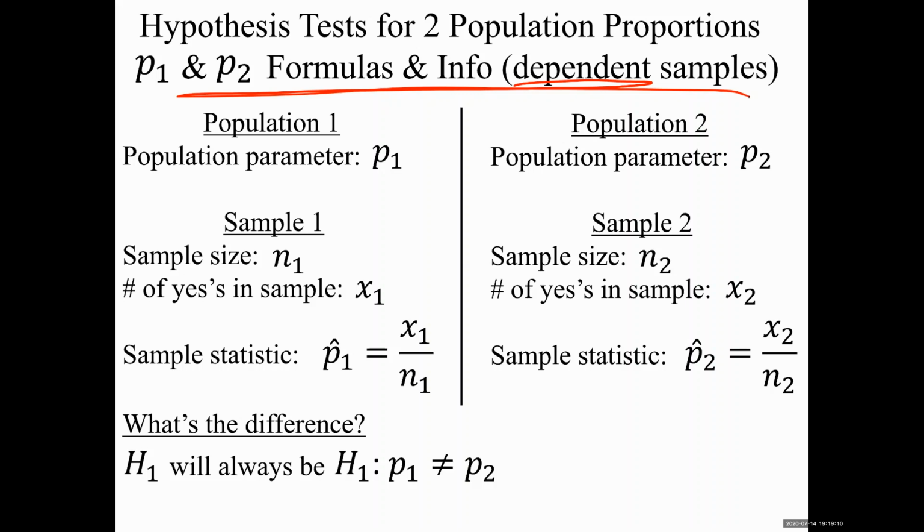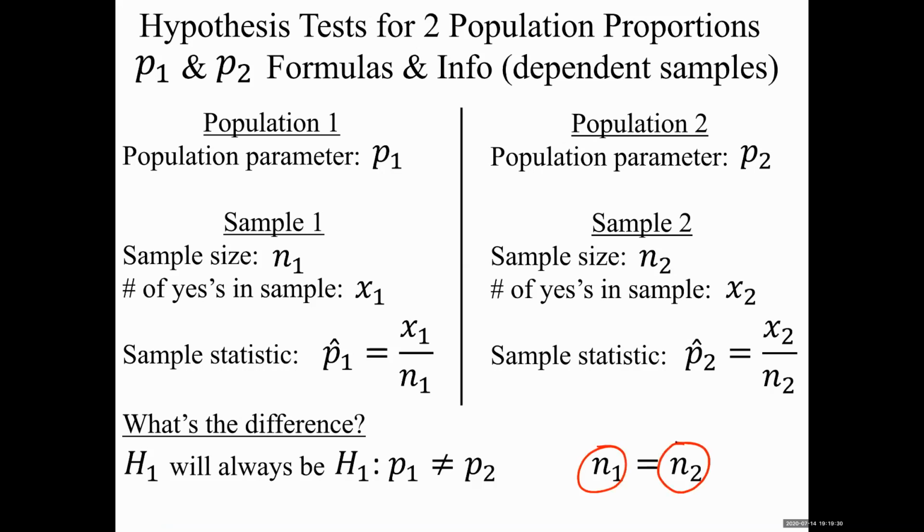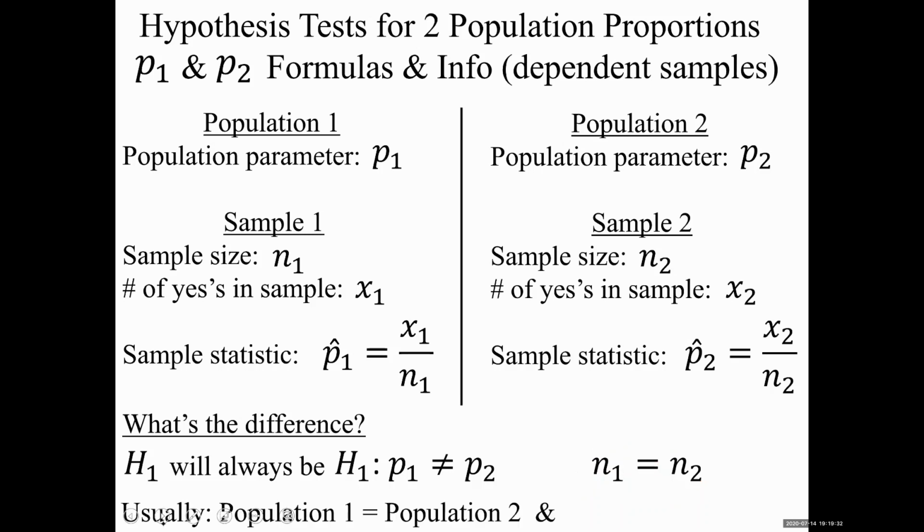Okay. What else? The sample size would be the same, like I mentioned before. If the two samples are connected, like if one of your samples is 10 married women, then the other sample is going to be, for example, the husbands, the 10 husbands of those women. So the sample sizes are going to be the same. And almost always the populations are going to be the same and the samples are going to be the same.